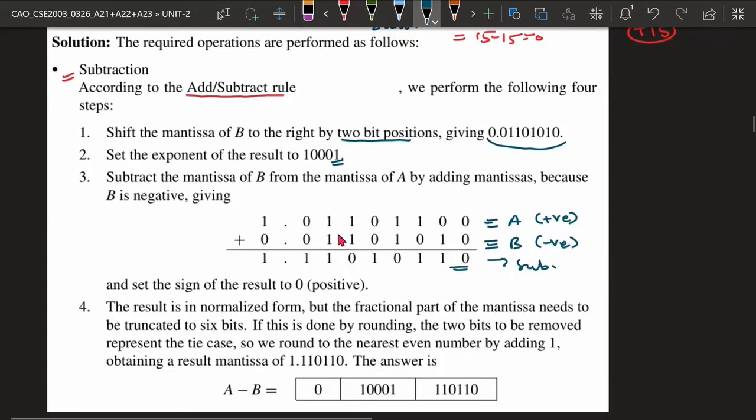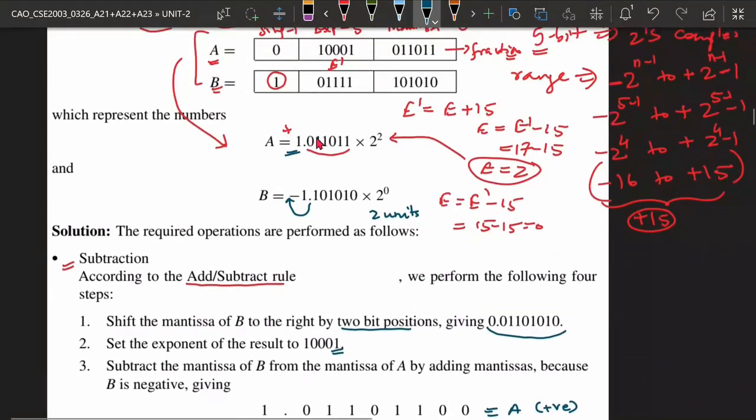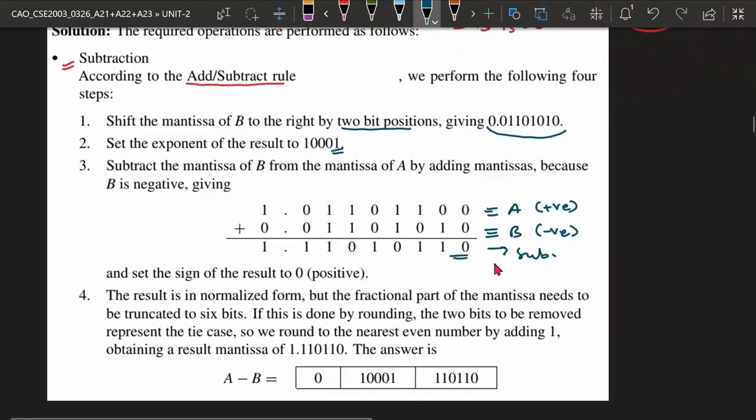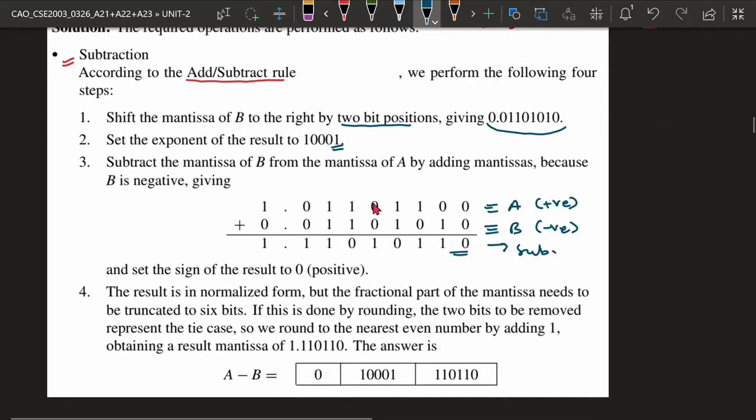To add them, you can see here that after the binary point there are 6 digits, but after shifting, on the right side of the binary point there are 8 bits in B. So B has 8 bits, but it is having only 6 bits. So we need to add 2 zeros at the right side. And now we will be adding. So after addition, we have got this value.